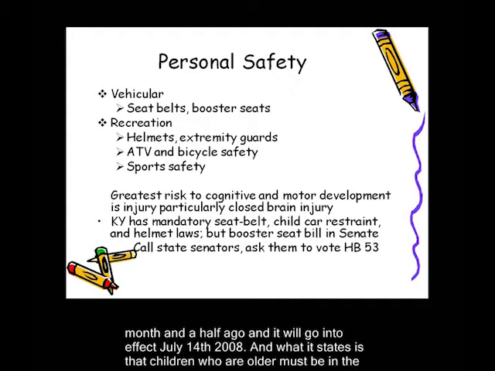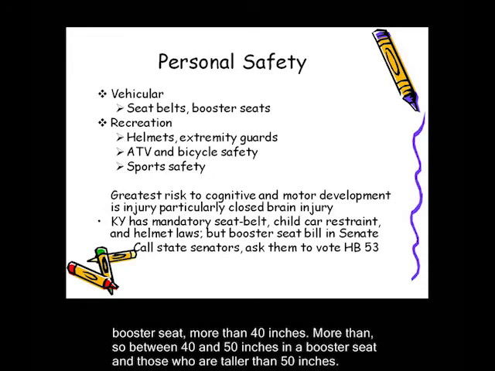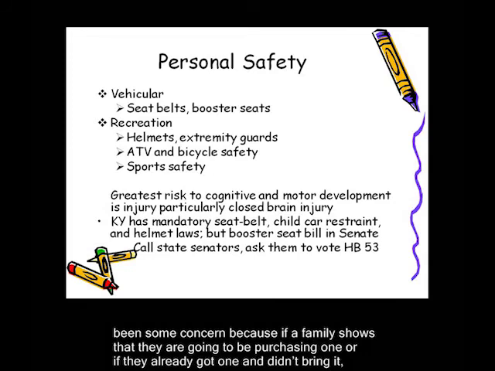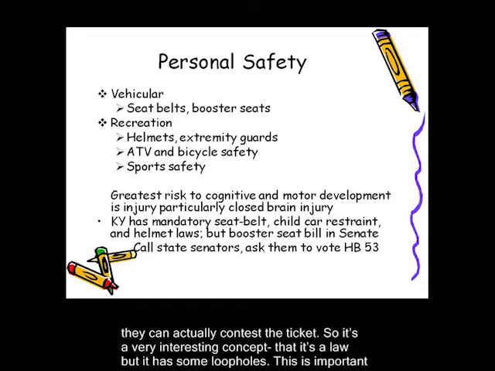And what it states is that children who are older must be in a booster seat, so those between 40 and 50 inches must be in a booster seat, and those who are taller than 50 inches. Basically what it means is that while it's important to have it, you will receive a $30 ticket if you don't have it. And there has been some concern because if a family shows that they are going to be purchasing one, or they've actually got one but didn't bring it, they can actually contest the ticket. So it's a very interesting concept that it's a law, but it has some loopholes.